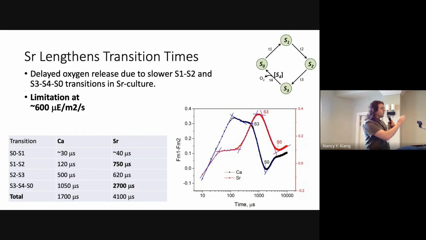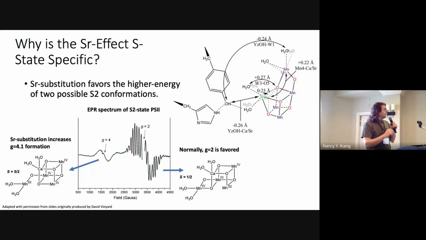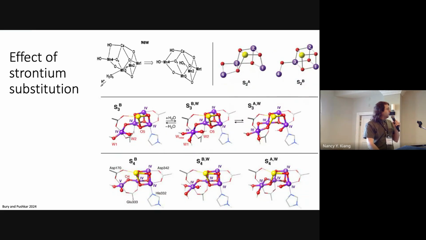It's lengthening specific transition times. The S1, S2, and the S3, S4, S0 transitions are slower than the native organism. This is probably because strontium favors a certain configuration of the water oxidizing complex, this more closed as opposed to the open configuration. It's larger. That's probably what's going on there.